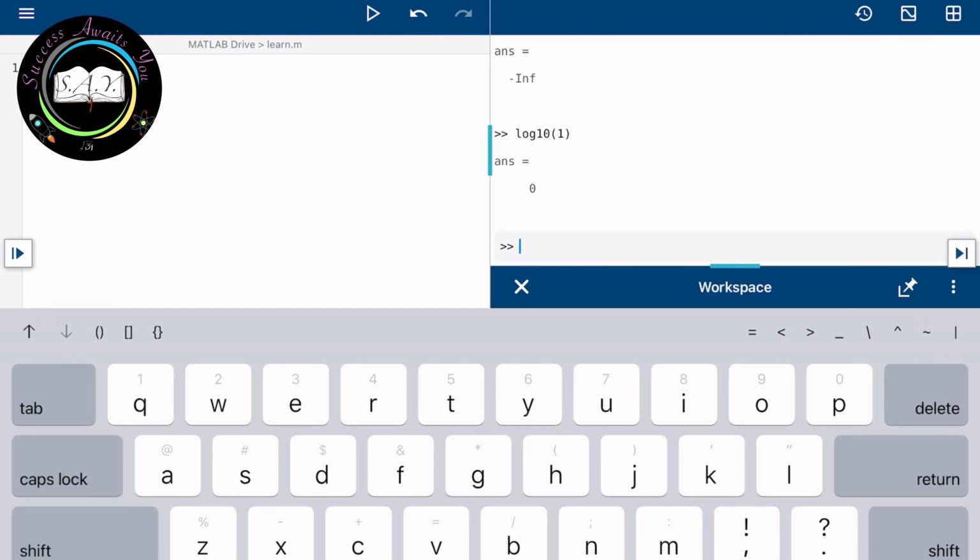The second last thing we'll learn today is how to take a square root in MATLAB. We simply write sqrt with the value in round brackets and press enter. Let's see the example of 64 and 4.